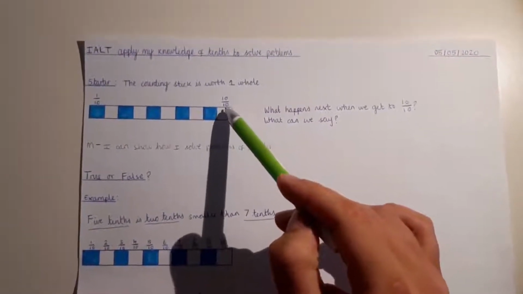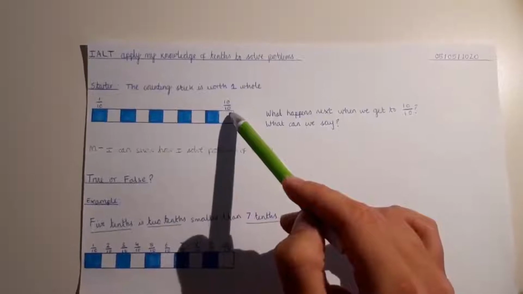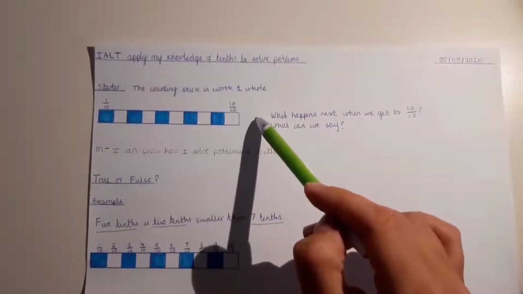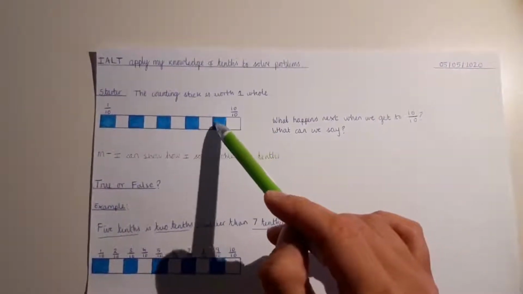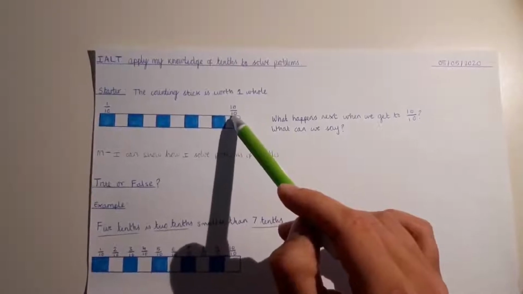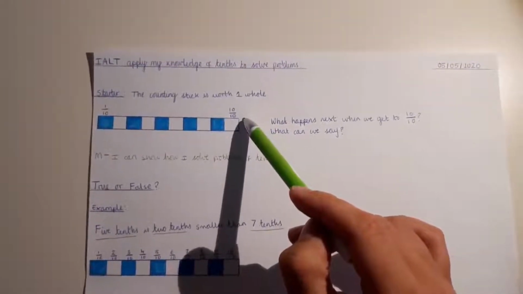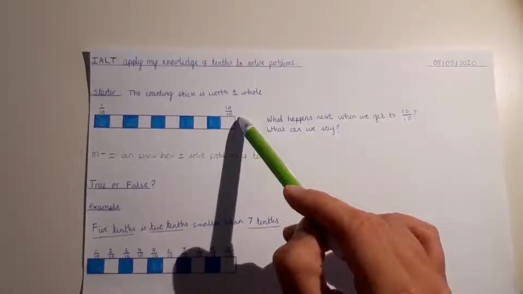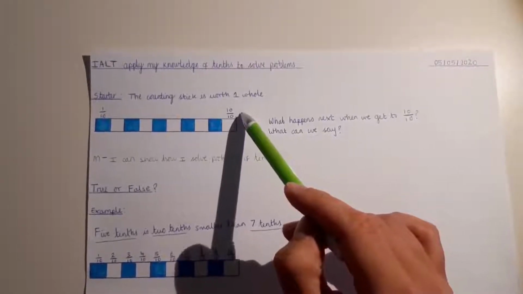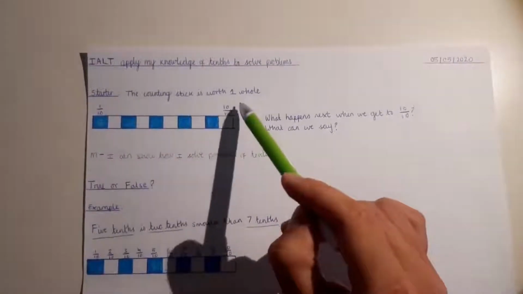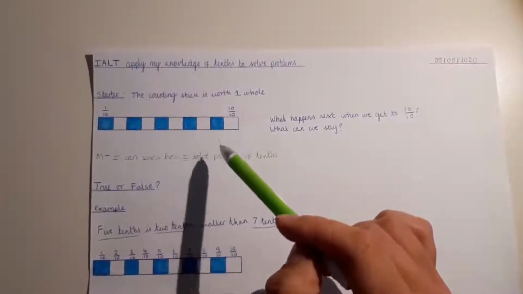And I just want you to think about what happens next when we get to 10/10. Where does the next step go to? 9/10, 10/10, 11/10. So that can either be 11/10 or 1 whole and 1/10.